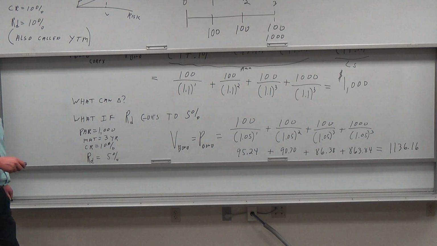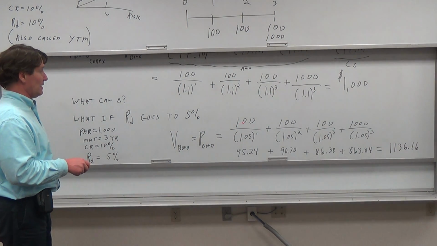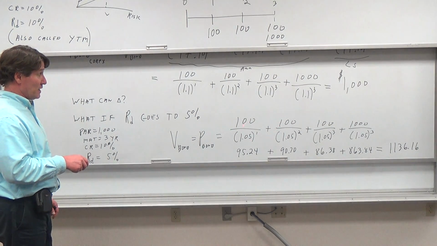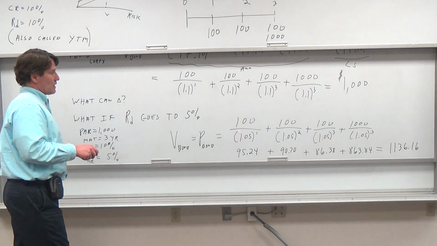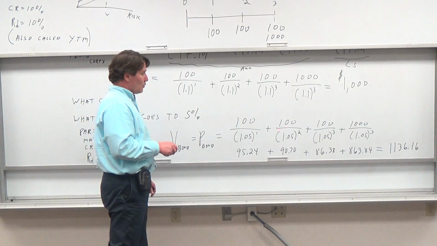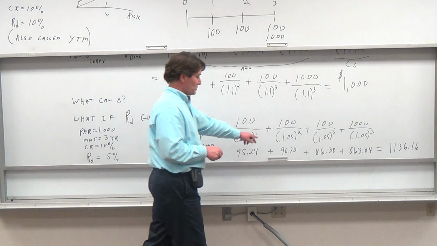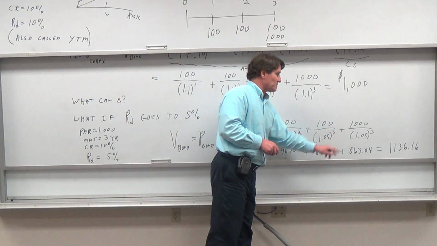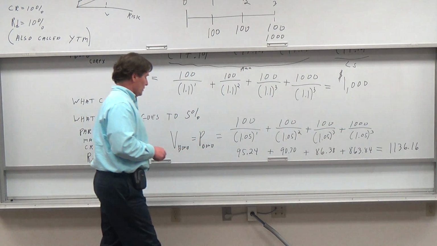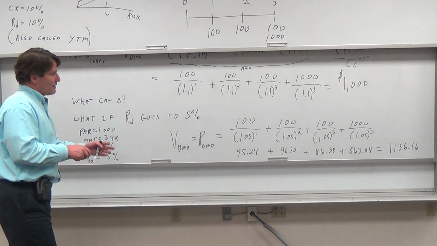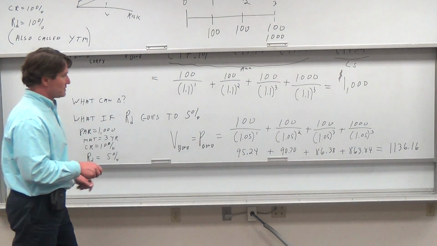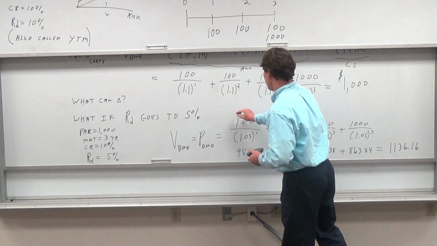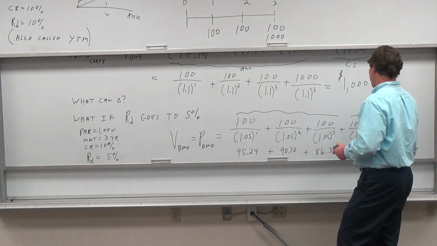Well, now let's discount those cash flows back at 5%. So 1,000 discounted back at 5% to the first, 100. 100 is discounted back at 5% to the first. 100 is discounted back at 5% to the second. 100 at 5% to the third, and 1,000 at 5% to the third. Again, this first part is an annuity and a lump sum. I'll show you how to do it on Excel.